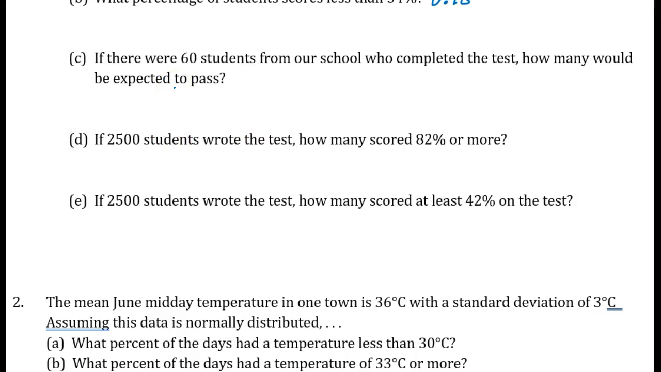If there are 60 students from our school who complete the test, how many will be expected to pass? So 60, and we're going to multiply that by the percent of students that we know passed. So we know that 84% of students passed. So to do the multiplication, change your percent into a decimal. So change percent to decimal, you divide it by 100, so 0.84. We would have 50.4, or since you can't have 0.4 of a student, 50 students pass.